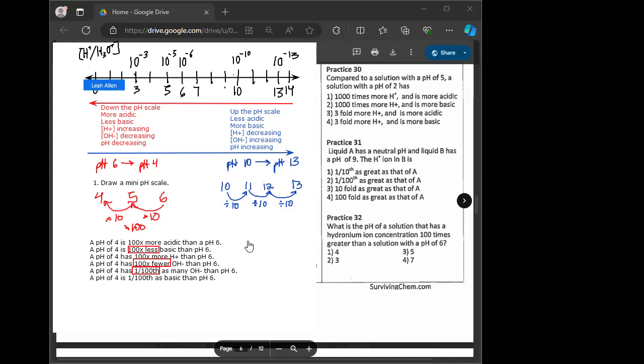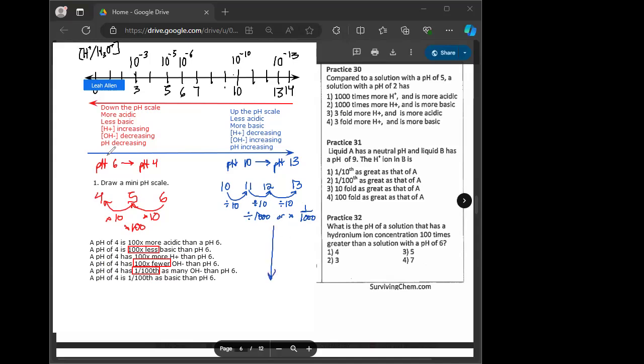Okay, so anyway, divide by 10, divide by 10. Wait, I'm sorry. Divide by 10, divide by 10, divide by 10 is the same thing as dividing by 1,000, or multiplying by 1 over 1,000. Dividing by 1,000 and multiplying by 1 over 1,000 are the same thing.